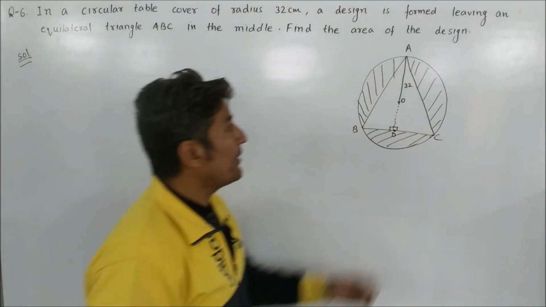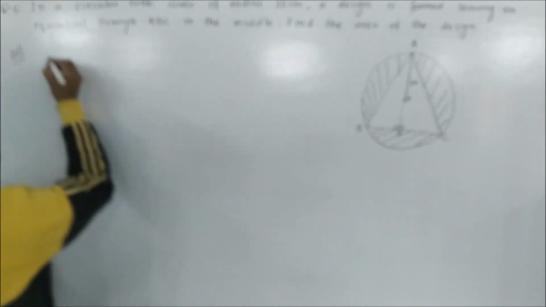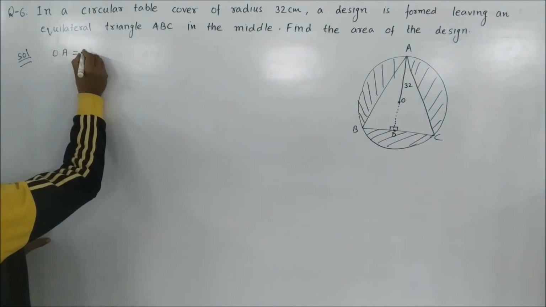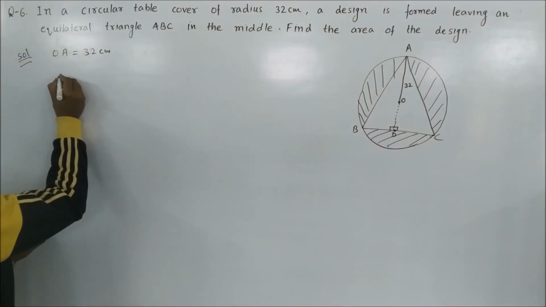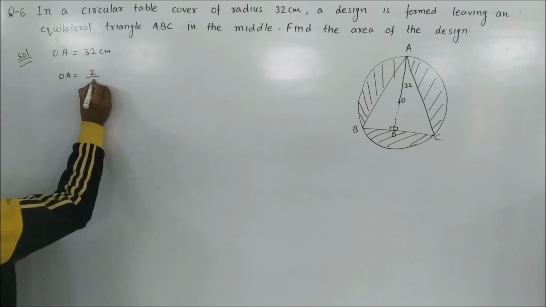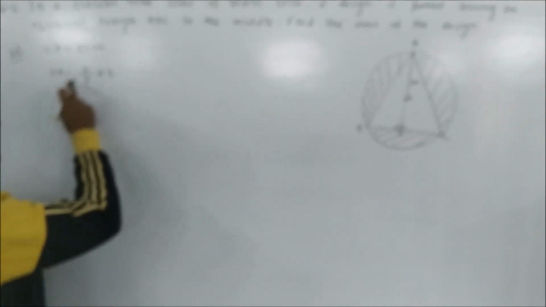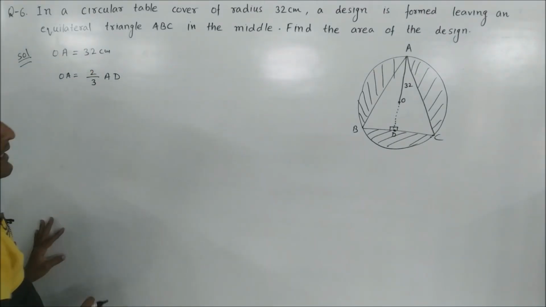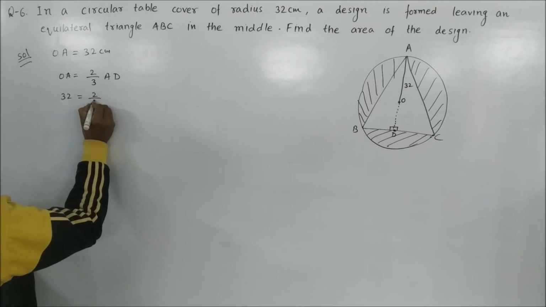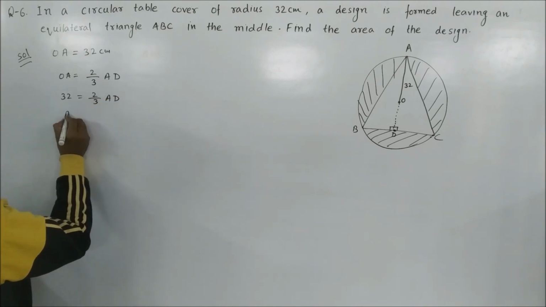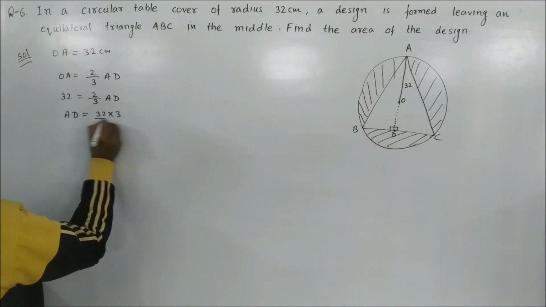The very first thing is that we must find the measurement of the side of equilateral triangle. So here we can write measurement of OA is given 32 centimeter. As we know, this OA is equals to 2/3 of AD. Since AD is the median, hence we can say this OA is equals to 2/3 of AD. Now here on the place of OA we can write 32 is equals to 2/3 of AD. Hence AD will be equals to 32 multiplied by 3 divided by 2.